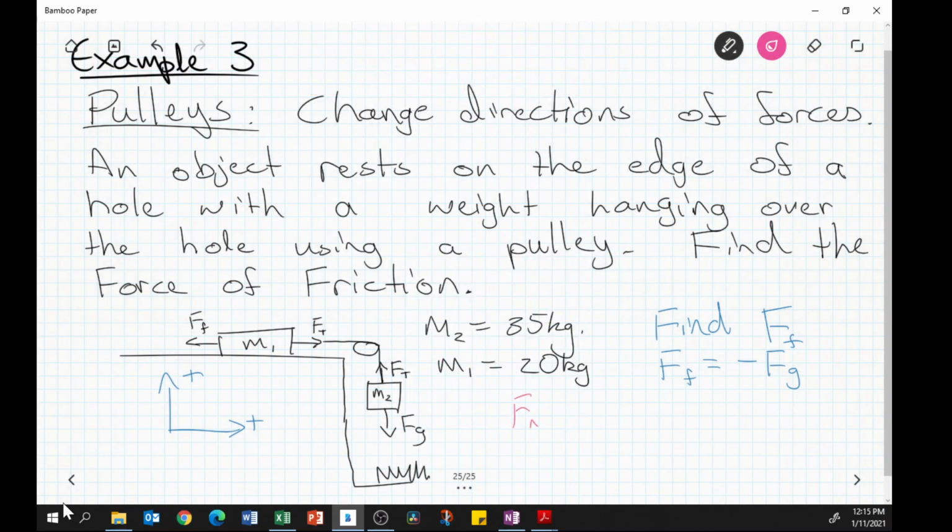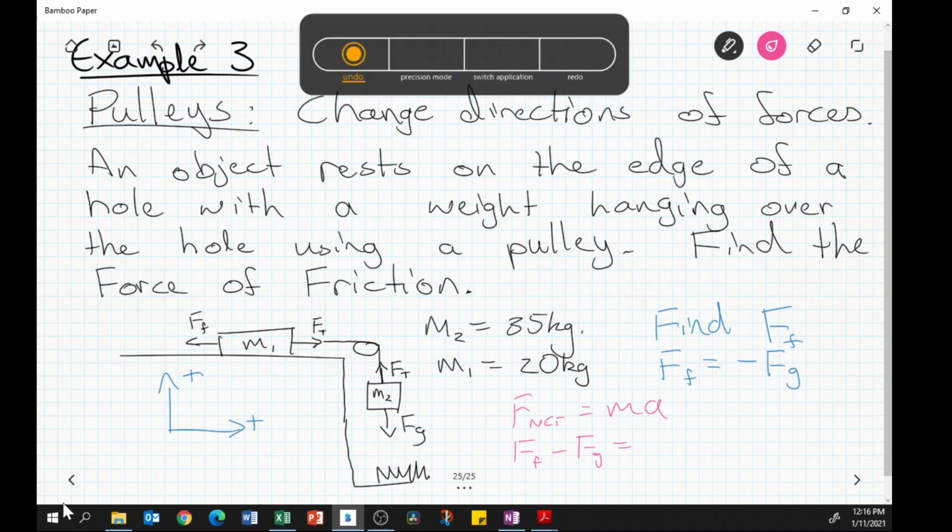We would have to do F net equals MA. F of friction minus F of gravity equals, and this is where it gets messy, M1 plus M2. You're talking about the motion of the whole system, the acceleration of the whole system, times by acceleration. So you have to add the masses. However, the force due to gravity does not consider both masses. The gravitational force is purely coming from mass two. That's where it gets messy. Now, thankfully, in this problem, we don't have to worry about that.